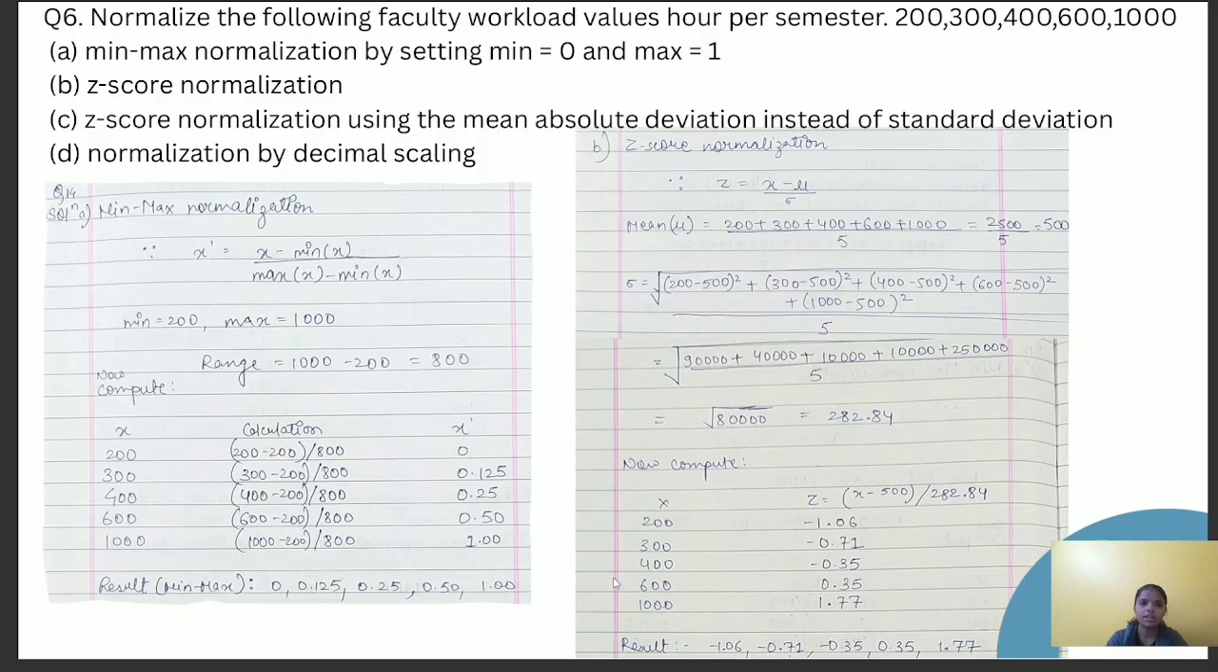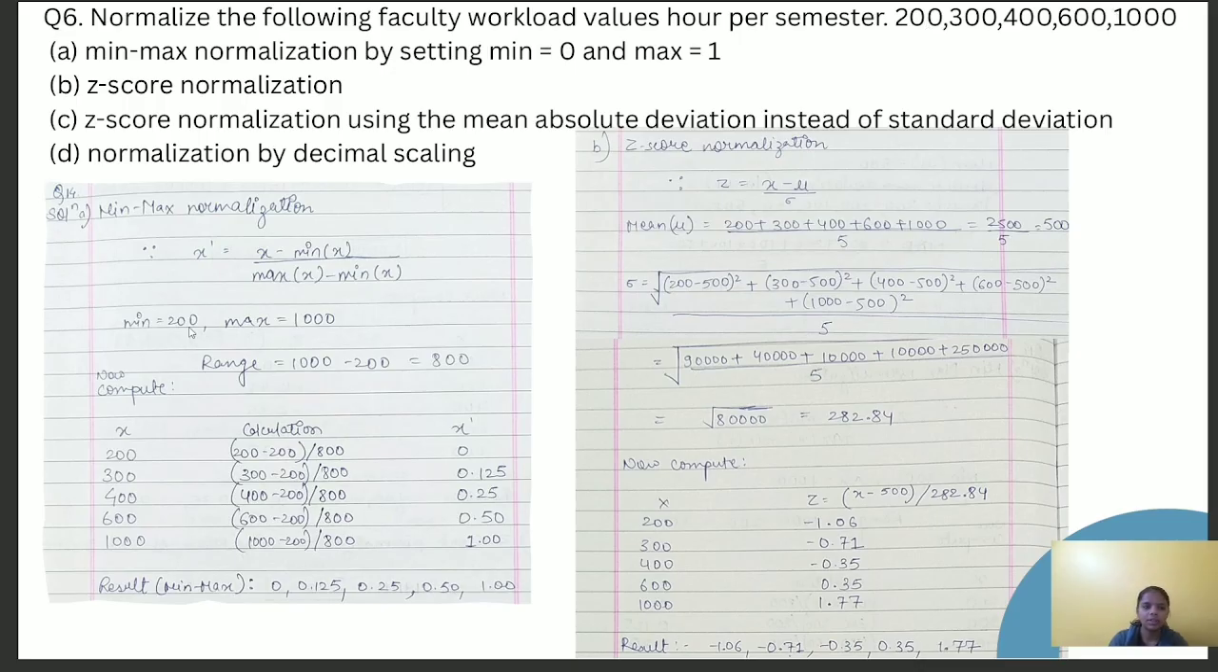Now, next question, we have to implement all this: min-max normalization, z-score normalization, z-score normalization using mean absolute deviation, and normalization by decimal scaling. First, we have the normalization of the following faculty workload values per semester, given here. To calculate the min-max normalization, our formula is (x minus min of x) upon (max of x minus min of x). Here, in the given data, our data is already in sorted form. Our minimum value is 200 and maximum value is 1000.